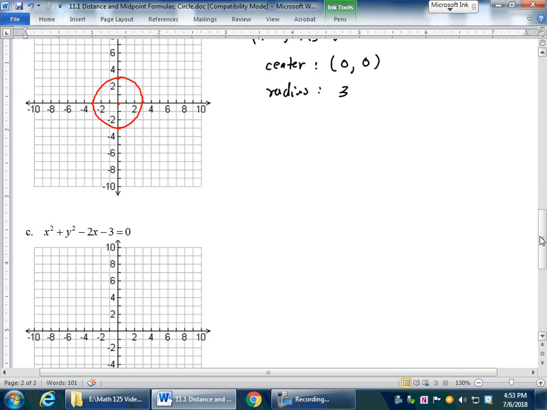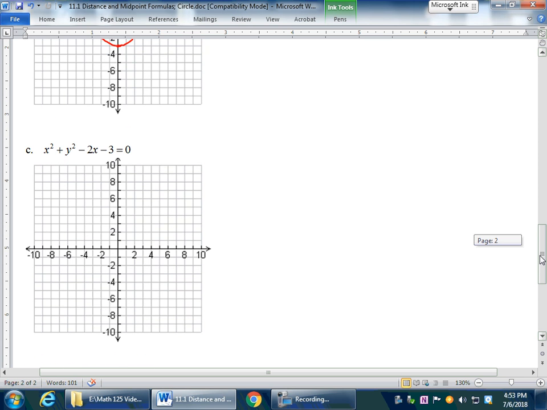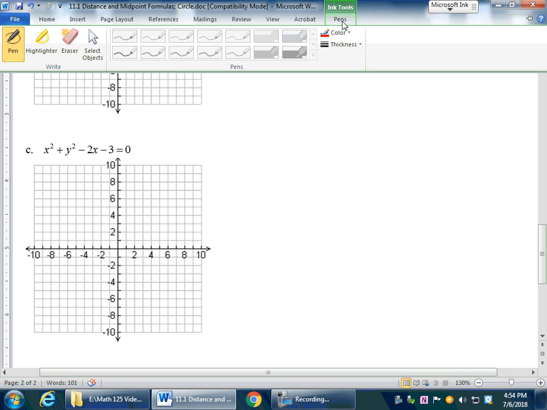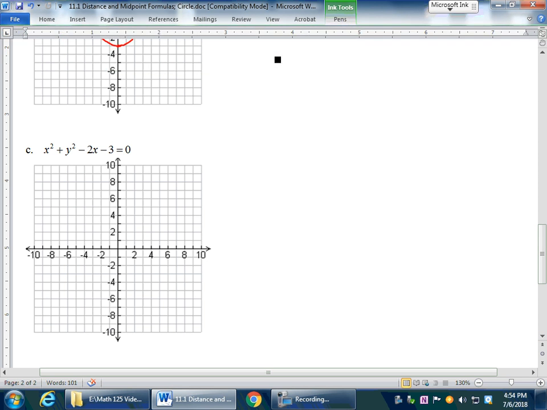Next, not necessarily all the time will you get nice situations like in the previous example. You will get a general formula, the general equation of the circle. This is the general equation, so everything is on one side equal to 0. In this kind of situation, we need to complete the square so that I can get it into the standard format. So I have x squared plus y squared minus 2x minus 3 equal to 0.